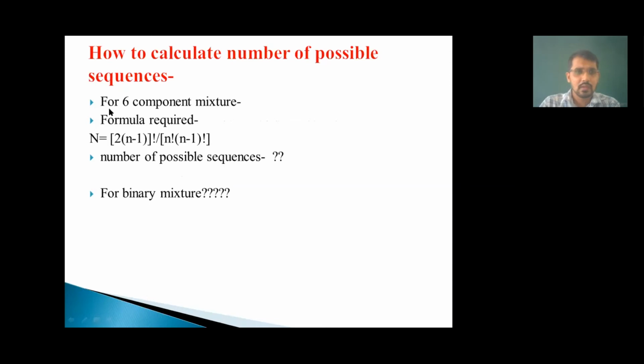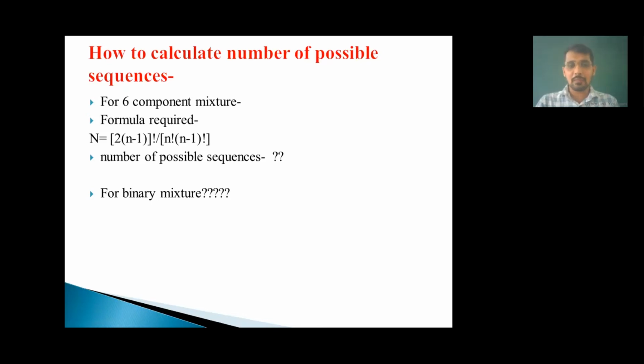Try it yourself for a 6 component mixture. The formula required is capital N equals 2 in bracket n minus 1 factorial divided by n factorial into n minus 1 factorial. Try this problem yourself and see whether the number of possible sequences increases or decreases. You can compare the 4, 5 and 6 component mixtures. We have calculated the numerical for 4 and 5 components; for 6 components you have to calculate and compare these 3 results.